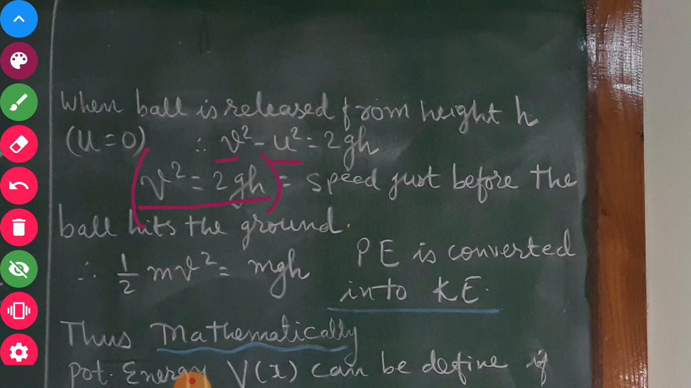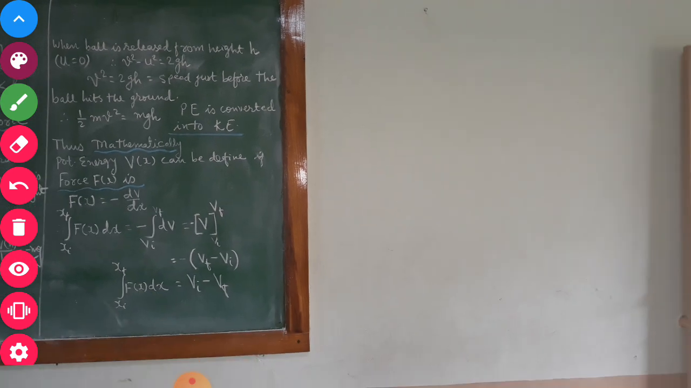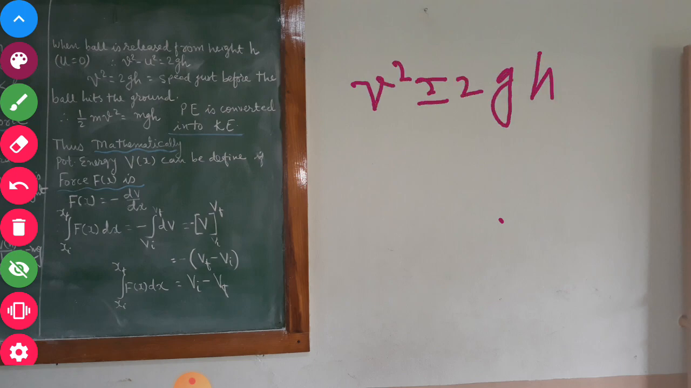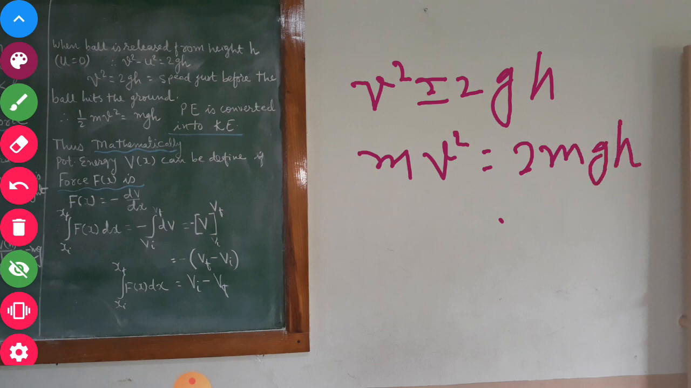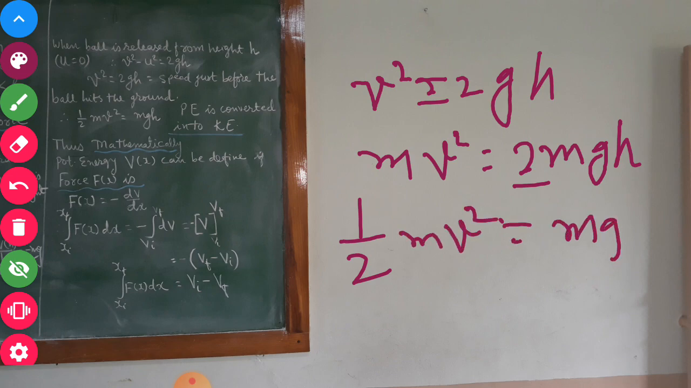Now if you multiply this by m on both sides, it becomes 2mgh, and we take this 2 in the denominator. Try to understand it this way: v square is equal to 2gh. Now multiply by m, so mv square is equal to 2mgh, and take this 2 in the denominator. So 1 half mv square is equal to mgh.